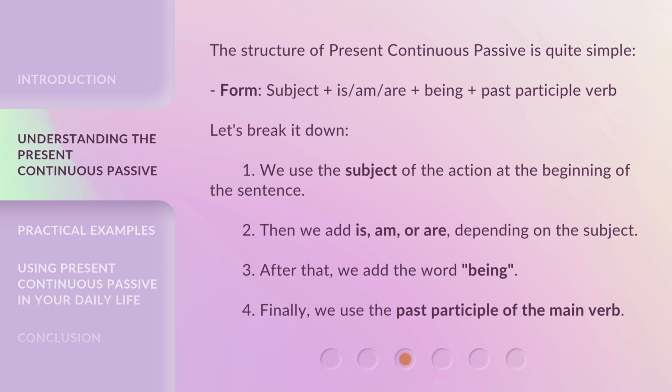We use the subject of the action at the beginning of the sentence. 2. Then we add is, am, or are, depending on the subject. 3. After that, we add the word, being. 4. Finally, we use the past participle of the main verb.